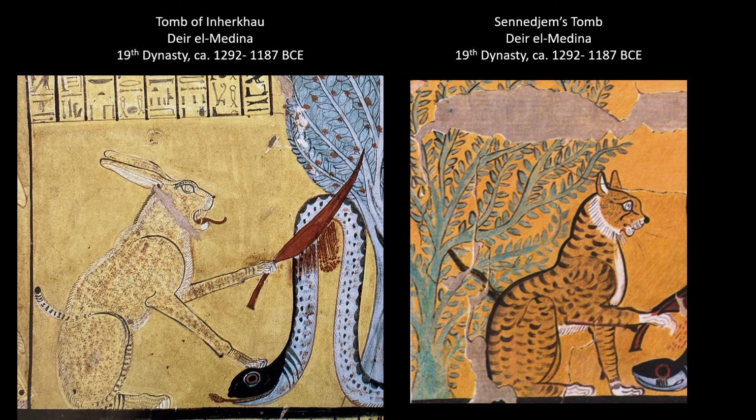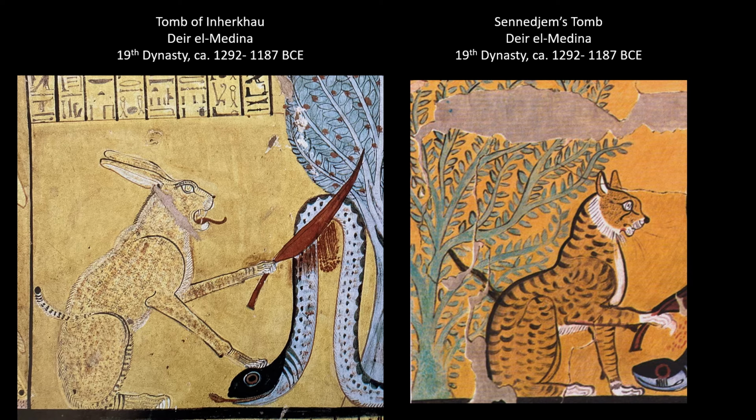Yet the representation of the great cat hare, as opposed to the great tomcat, again, is unique to Innerkow's tomb. And again, this might be a testament to Hormin's creativity. It might also be because he's working on a personal tomb that might allow for greater flexibility in iconography.